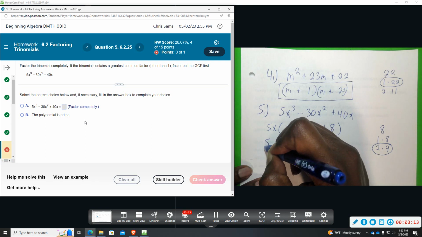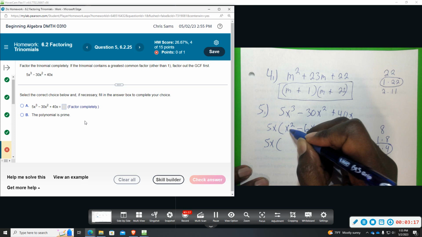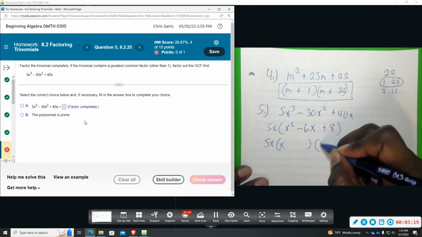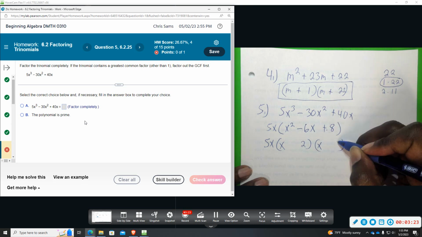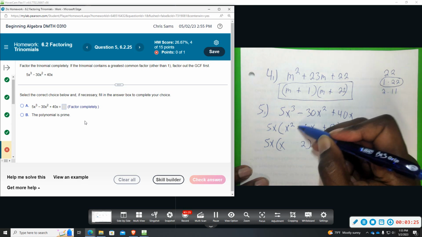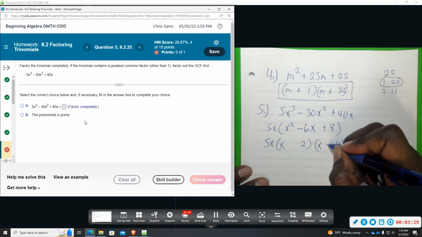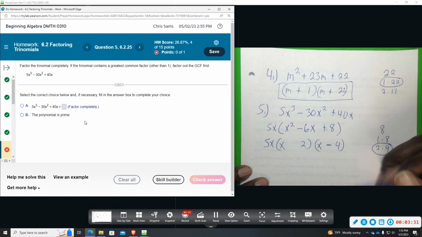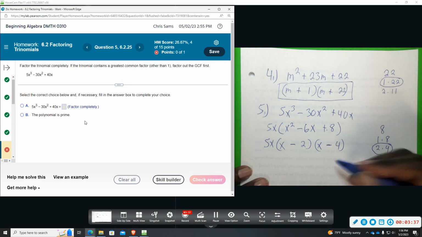Alright, so I'm going to bring down the 5x and then do my 2 sets of parentheses. We're going to split the x up and put an x in each. And we're going to put the 2 and the 4 at the back. First sign is the bigger number, so out of 2 and 4, 4 is bigger, so it's going to get a negative. This positive tells me they're the same sign. So this is also a negative. And then we're factored.